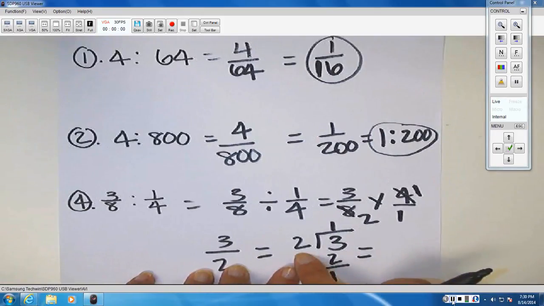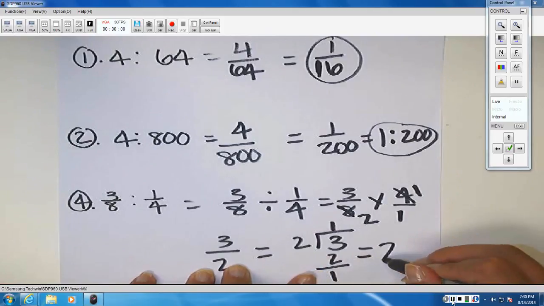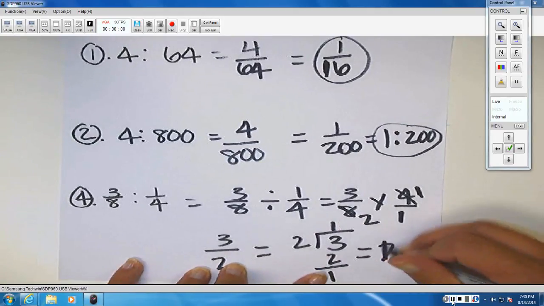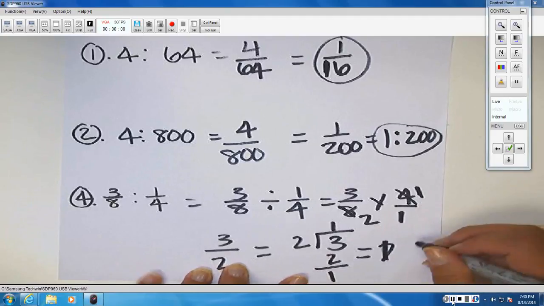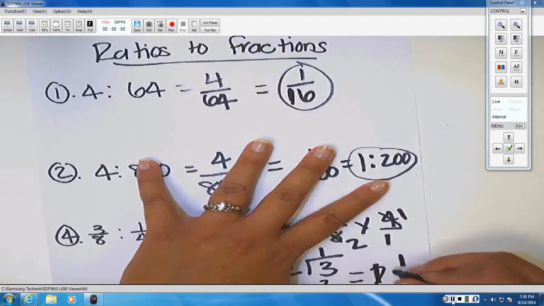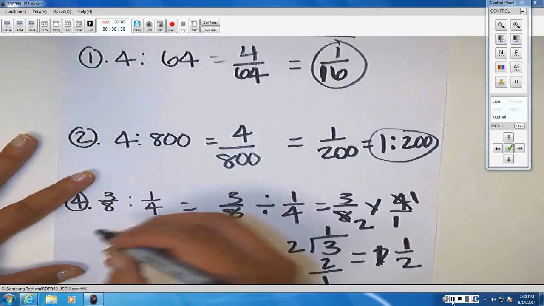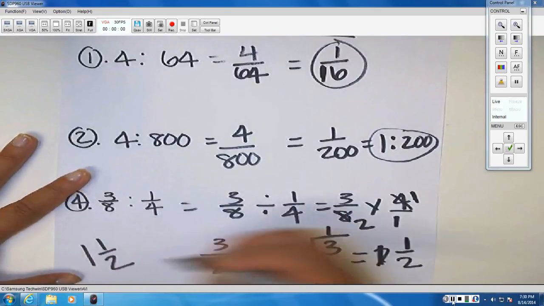So my 2 becomes my whole number. No, sorry, my 1 up here becomes my whole number. And my denominator doesn't change. It stays at 2. So my answer is, I'll put it up here, 1 1/2.